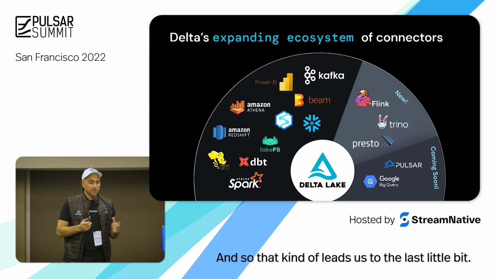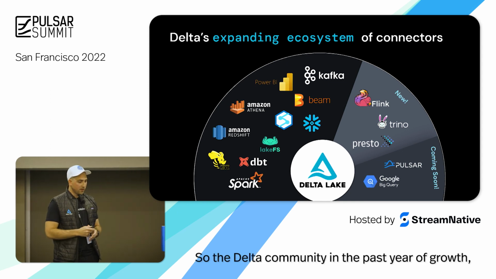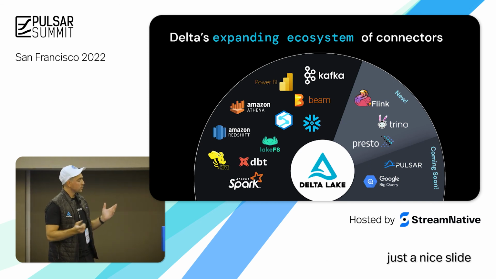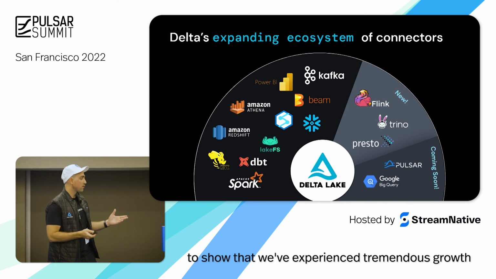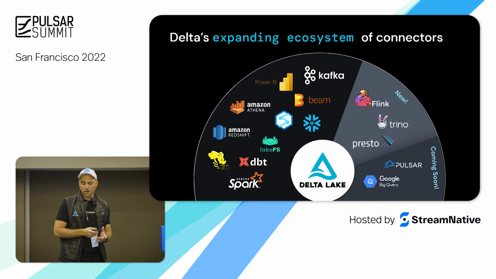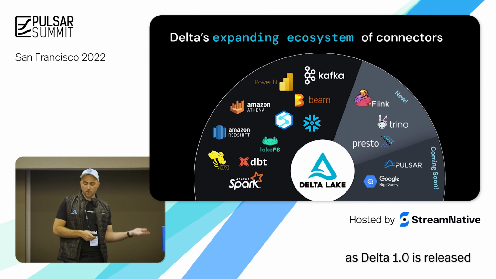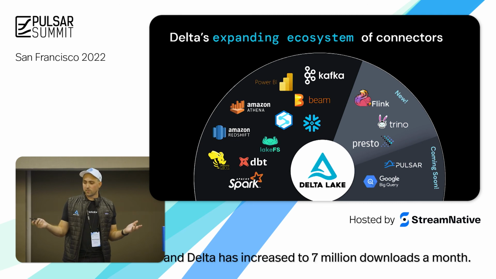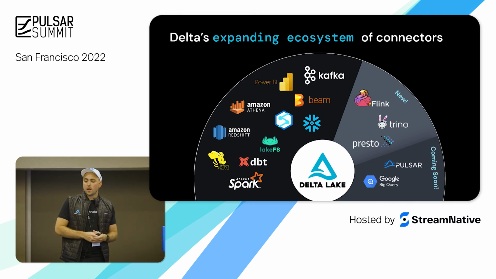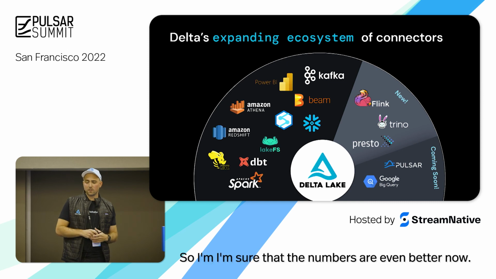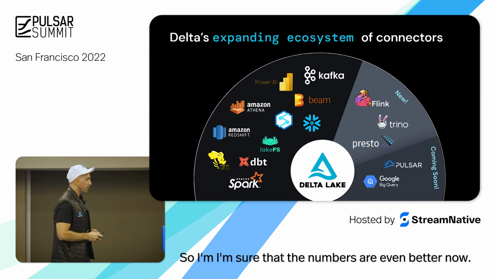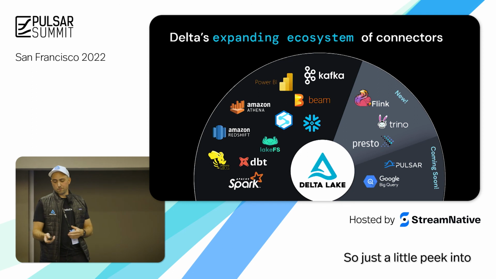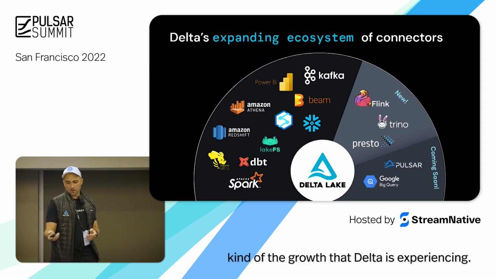And so that leads us to the last little bit: the Delta community and the past year of growth. Just a nice slide to show that we've experienced tremendous growth since it was first open sourced last May, as Delta 1.0 was released. We've added a whole host of connectors in that time, and Delta has increased to 7 million downloads a month. This is actually as of May, so I'm sure the numbers are even better now. So just a little peek into the growth that Delta's experiencing.